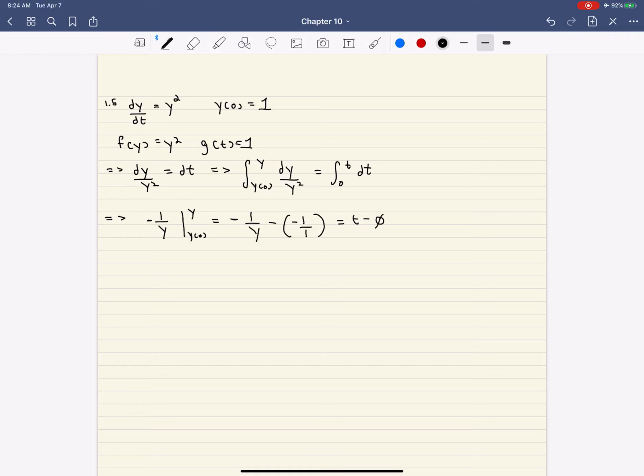Okay? And so if we rearrange the equation so that we just isolate the y, what we get is y is equal to 1 over 1 minus t. Okay? And so this format, or this type of differential equation, is one that you'll encounter quite often, especially when you deal with what we call second order reaction kinetics.